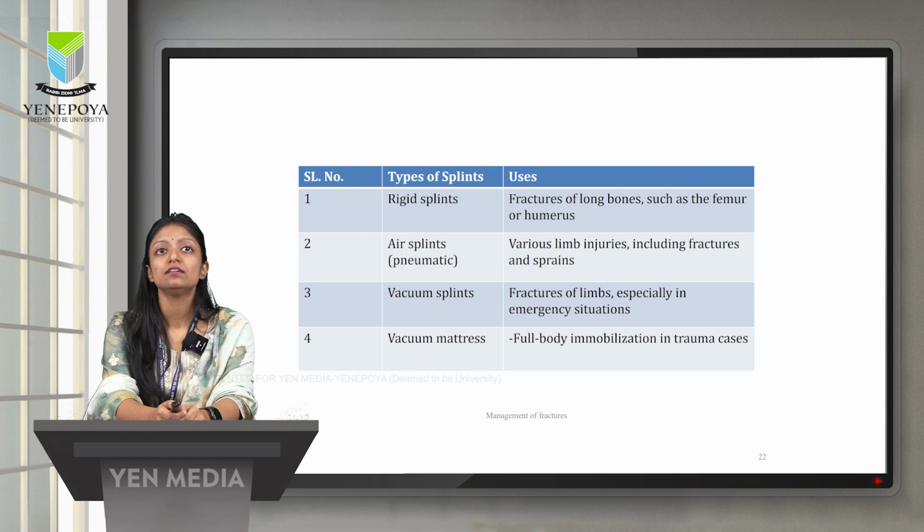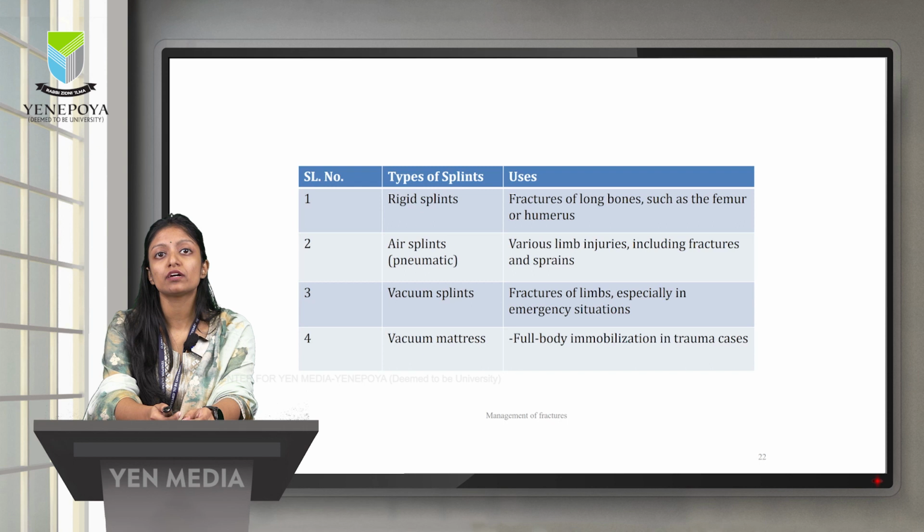Now, let's see what the types of splints are. First, we have a rigid splint. What is a rigid splint? Rigid splints are used for fractures of long bones such as the femur or humerus. Okay, then there are air splints. Air splints are used for limb fractures and they are also used for various sprains.